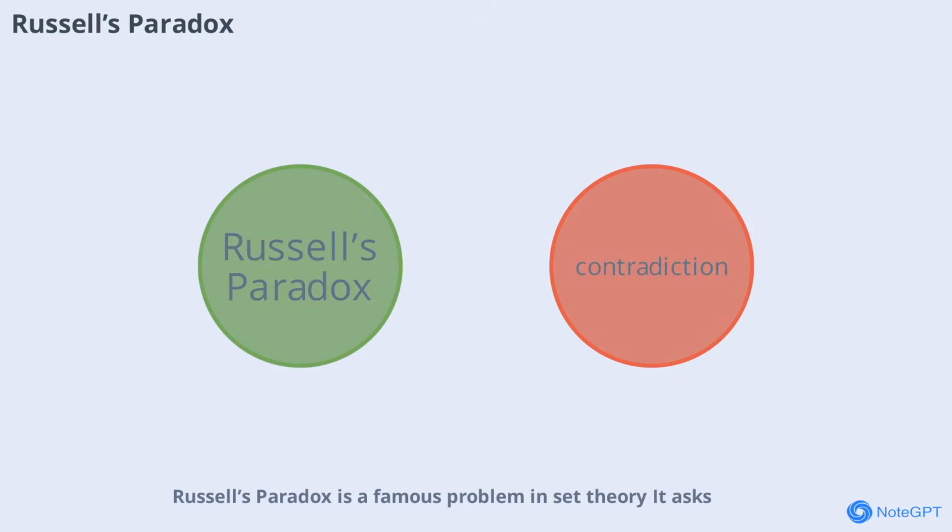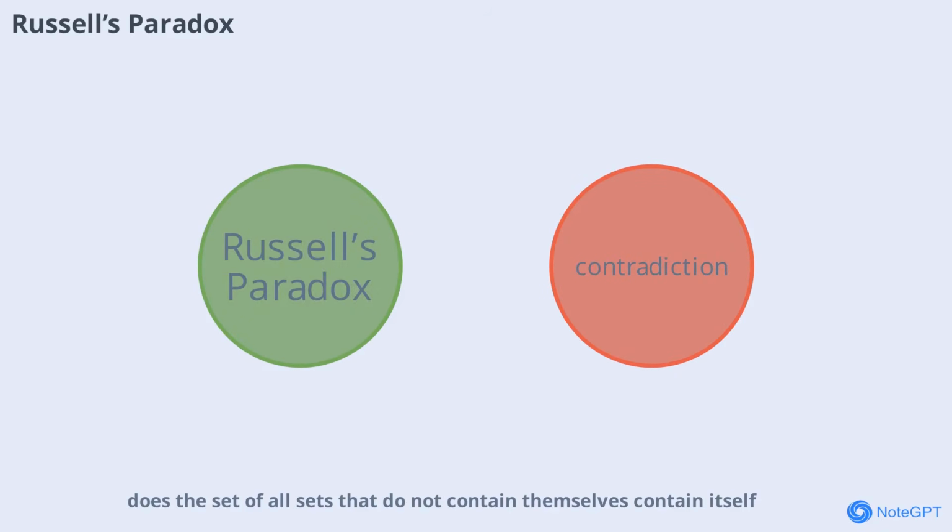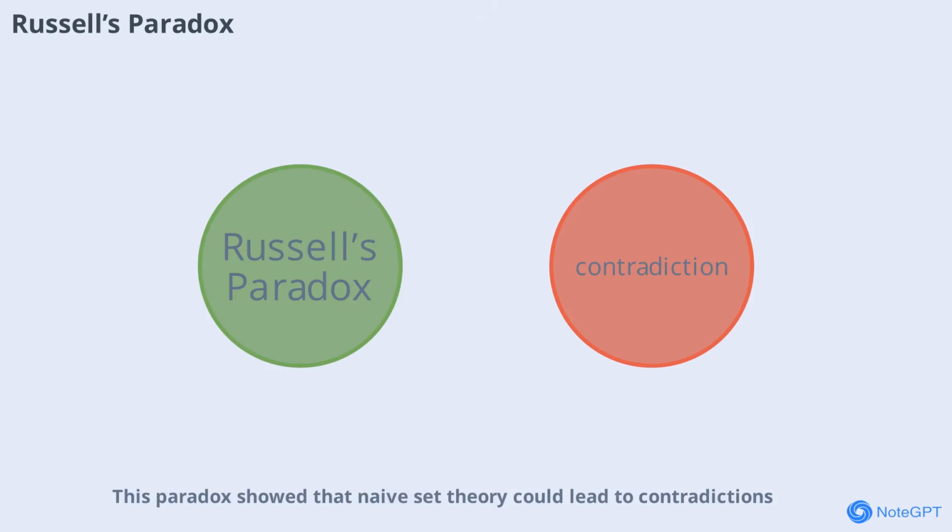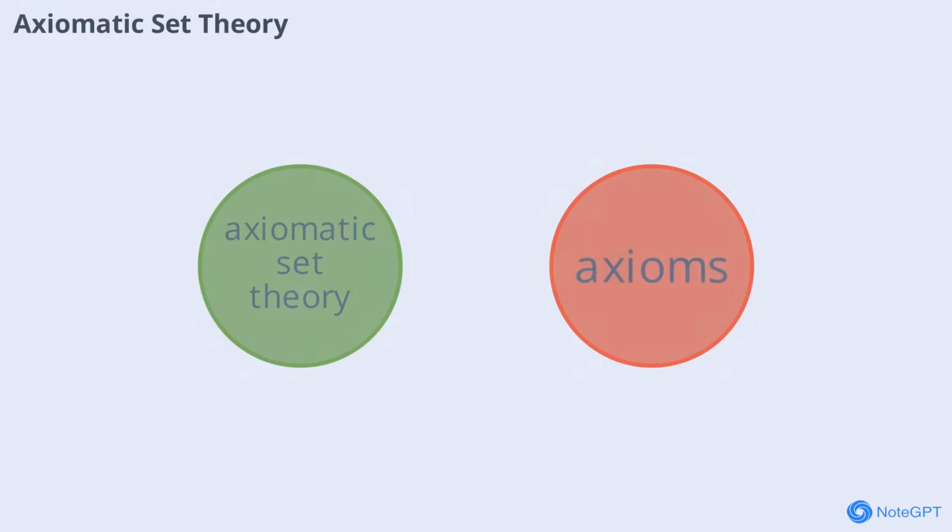Russell's paradox is a famous problem in set theory. It asks, does the set of all sets that do not contain themselves contain itself? This paradox showed that naive set theory could lead to contradictions, prompting mathematicians to develop more rigorous foundations for set theory. To avoid paradoxes, mathematicians created axiomatic set theory, which is based on a set of rules or axioms.